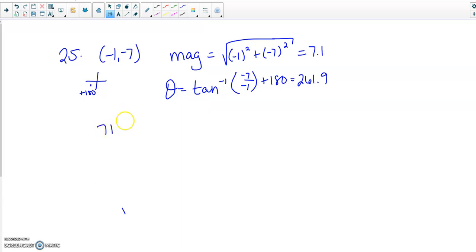So here we go. So it's 71 cosine of 261.9 plus I sine of 261.9. Sorry, I'm maybe writing too fast.